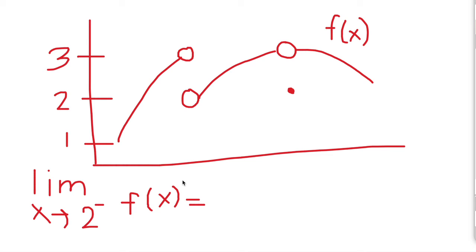Right? Oops, I forgot to actually put these numbers. I'm sorry about that. I'm just going to put those numbers in real quickly for us, and then we can continue on. Okay, so it's asking us to approach 2 from the left side.